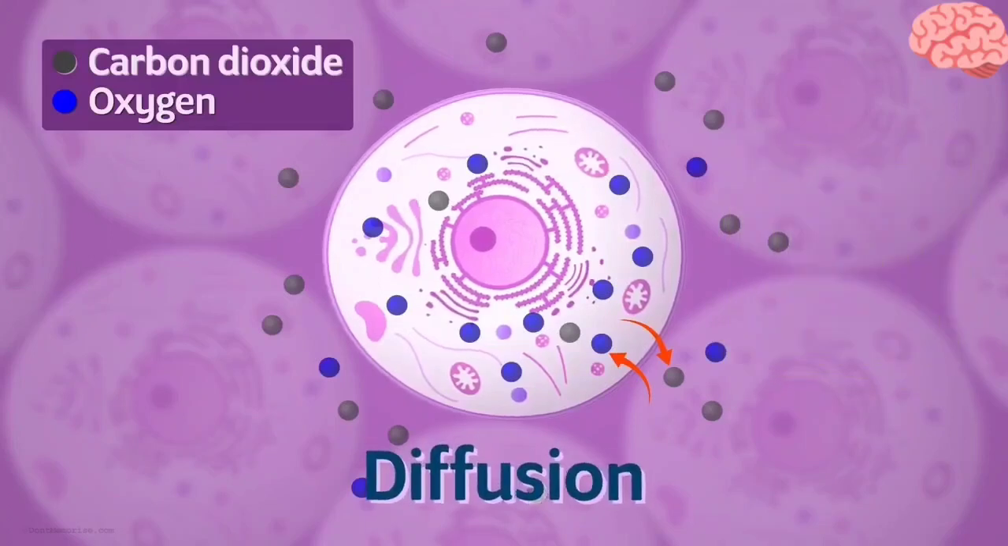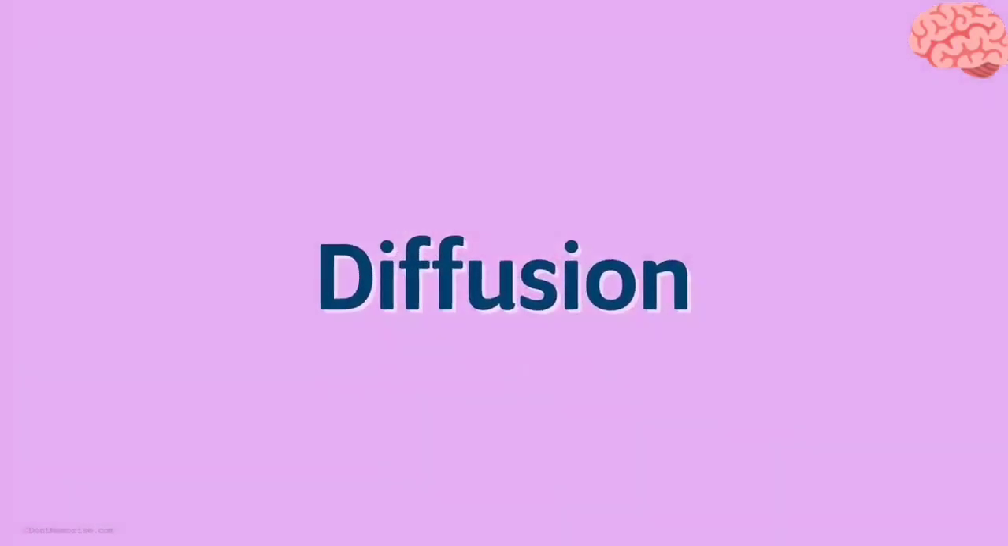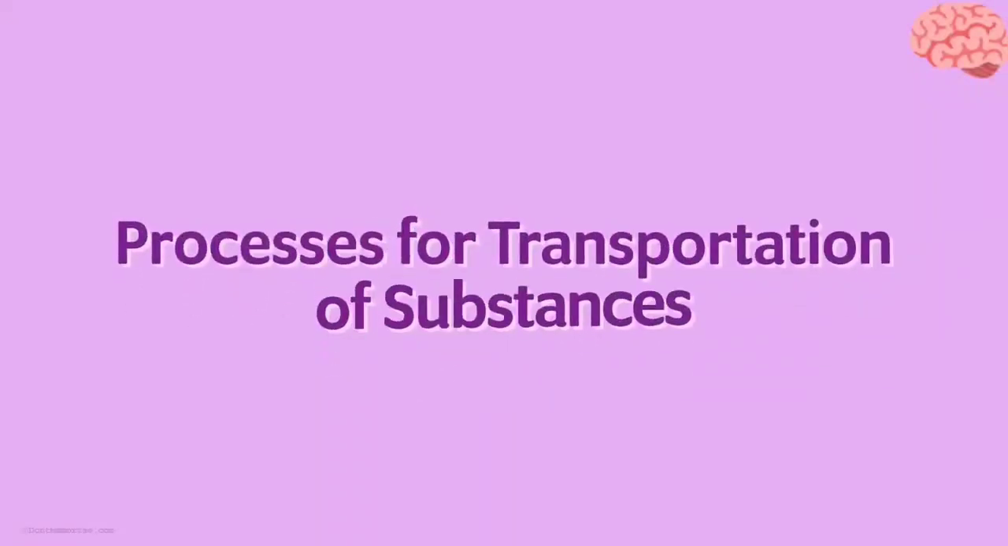Diffusion is one of the processes by which transportation of several substances is carried out across the cell membrane. But it is not the only process on which the cell relies. There are a few more methods that the cell adopts for transportation of substances. Let's have a look at these processes in the next videos.